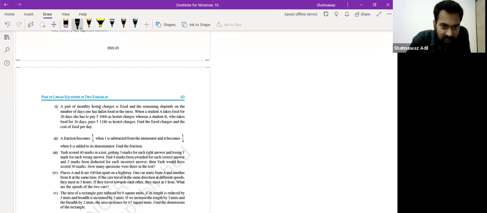So a part of monthly hostel charges is fixed, and the remaining depends on the number of days one has taken food in the mess. When student A takes food for 20 days, she has to pay 1,000, whereas student B who takes food for 26 days pays 1180 as hostel charges. Find the fixed charges and the cost of food per day. So they have already given the two unknowns here.